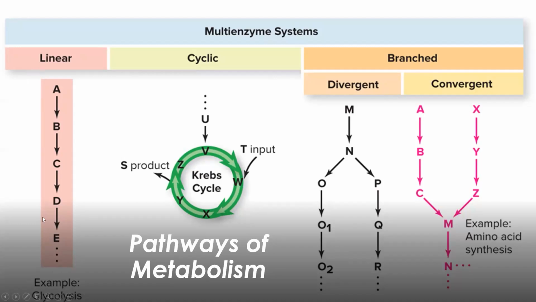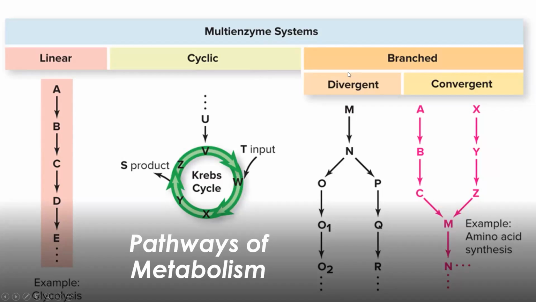We have linear pathways, so this would be like glycolysis, where you have molecule A being acted on by an enzyme to get molecule B, which is acted on by an enzyme to get molecule C, and so on, D, E, F. We have cyclic pathways, so we're constantly turning to produce molecules with products, and we're inputting them, churning them constantly, like the Krebs cycle.